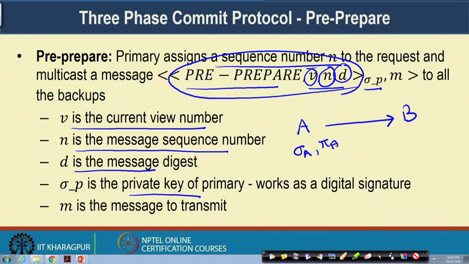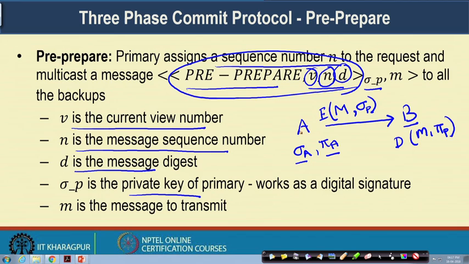So, A has 2 different keys, one is a private key, another is a public key. So, A can encrypt a message with this private key, and at the other end B can decrypt this message with the public key. Now, this particular mechanism works like a digital signature, and it ensures that whatever message you are receiving from A, that message has actually originated from A.